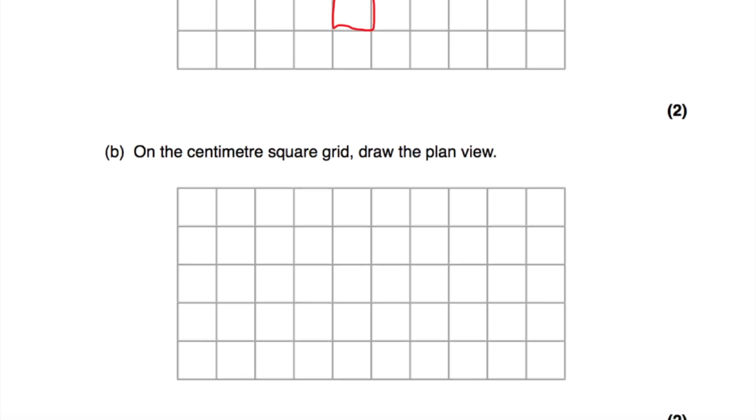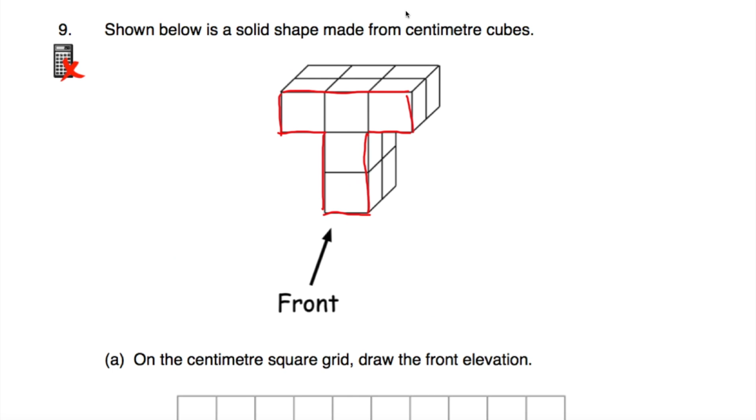Okay, and then part B. Part B says to draw the plan view. So the plan view is from above. So let's draw up what we've done there, that front elevation. And let's draw the plan view from above. So the plan view is looking down at it from the top.